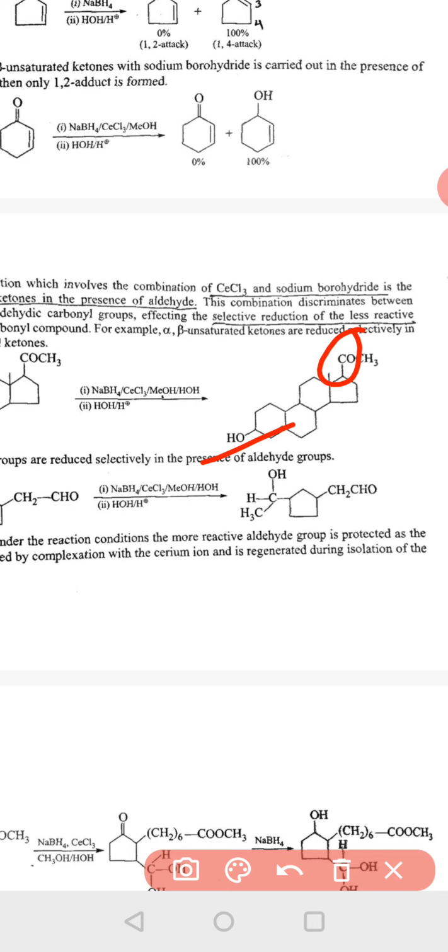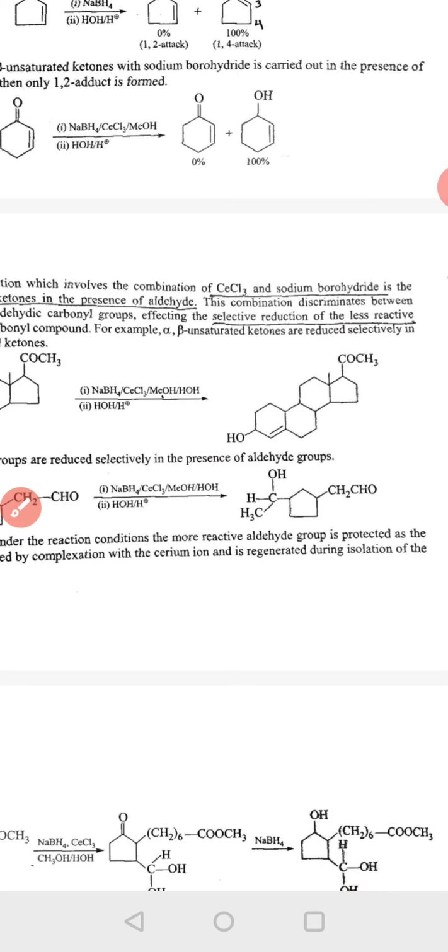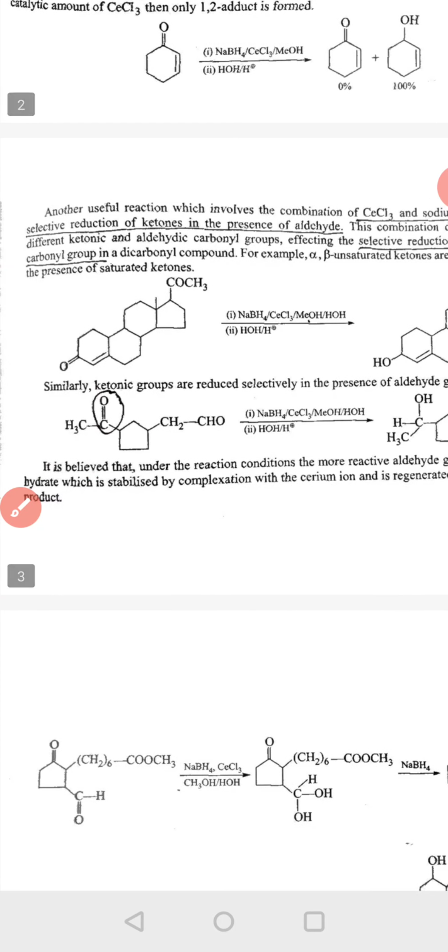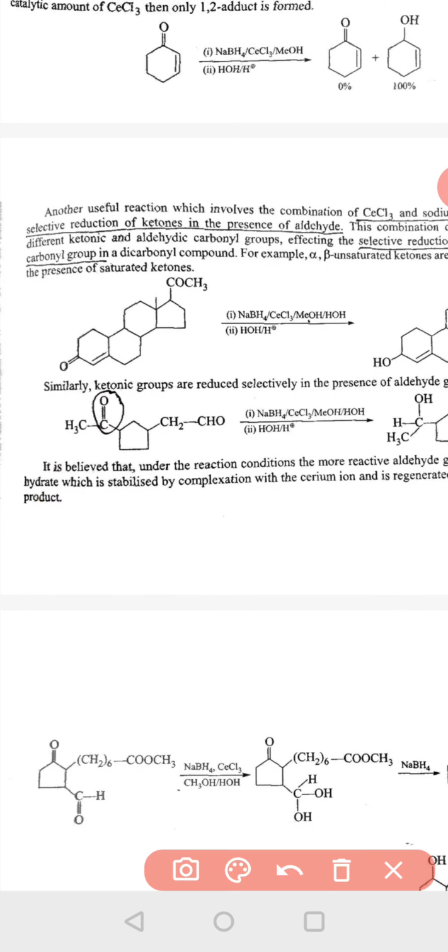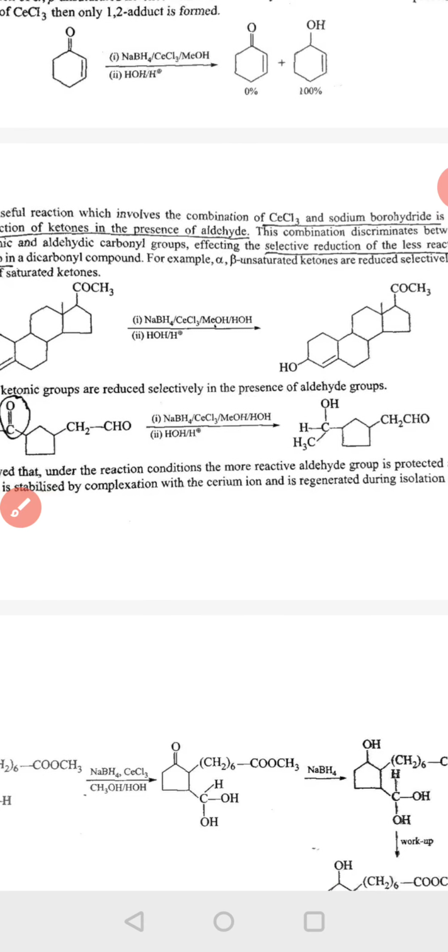Similarly, ketonic groups are reduced selectively in the presence of aldehydic group. A compound which has both a ketonic group and an aldehyde group, then the ketonic group is reduced. This is such an example. Here only ketonic group is reduced and this aldehydic group is left as it is in the product when we reduce the compound with cerium chloride and sodium borohydride.